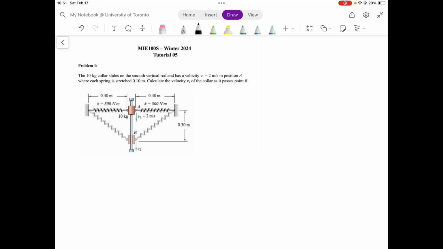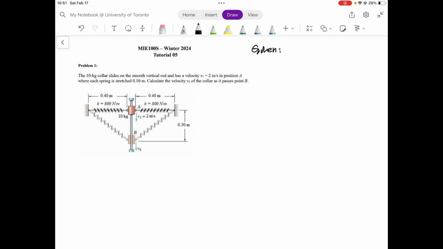Tutorial number 5, question number 1. The 10 kilogram collar slides on the smooth vertical rod and has a velocity of 2 meters per second in position A. Each spring is stretched 0.1 meter. Calculate the velocity of the collar as it passes point B.